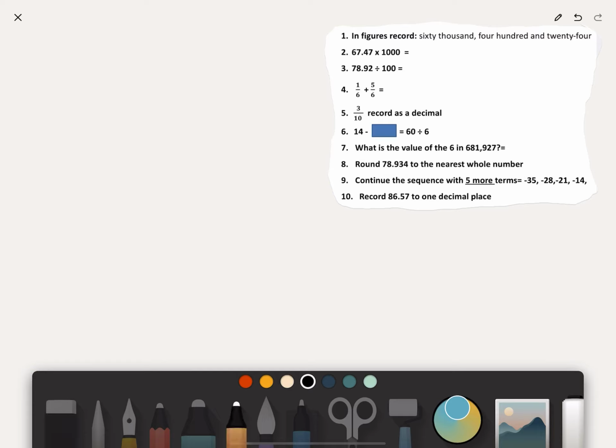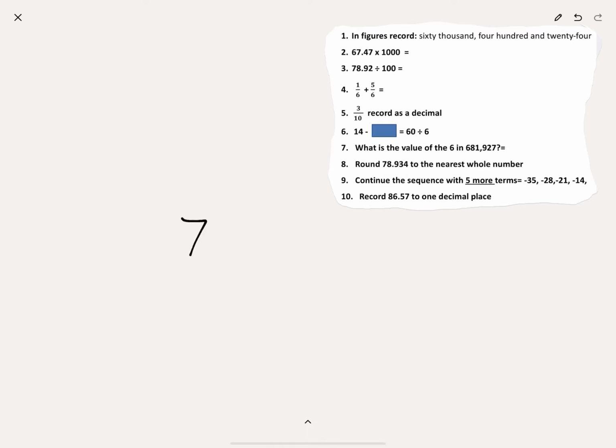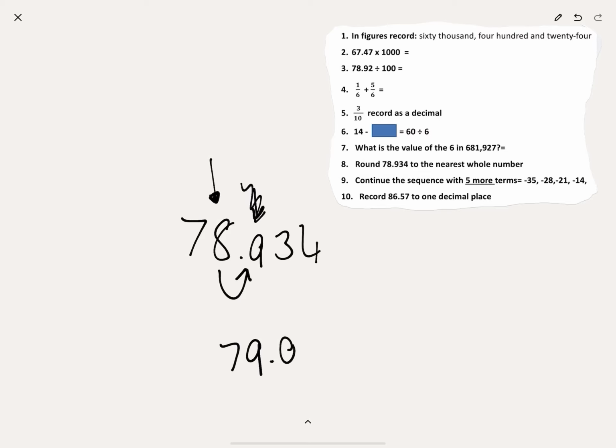78.934 rounded to the nearest whole number. Take this place value, ignore that. Look at this place value column, because that's the smallest whole number digit, the units. So to decide whether you round up or down, you go 1 to the right, it's 9, so it'll round up, so it's 79. Okay, 79.0, or just 79.